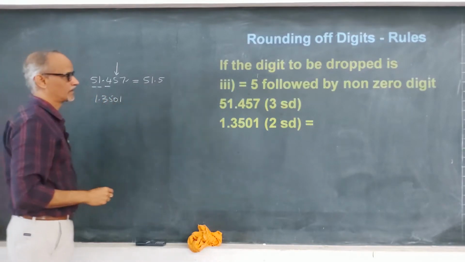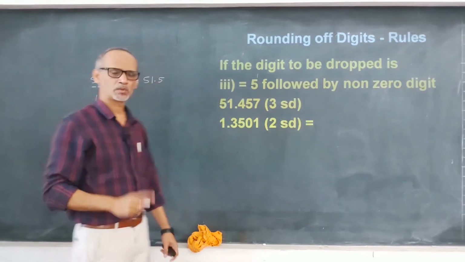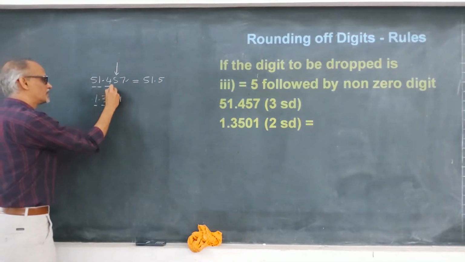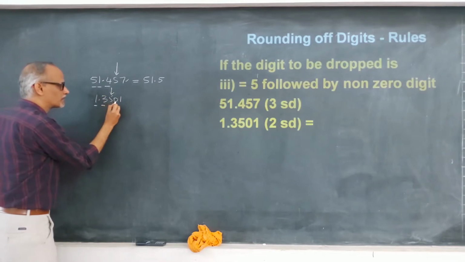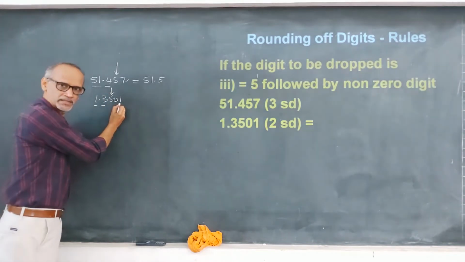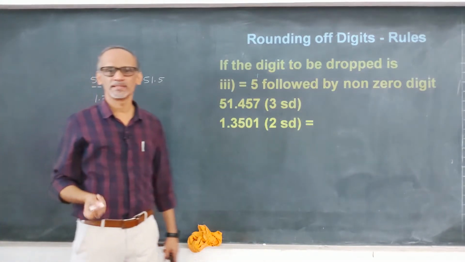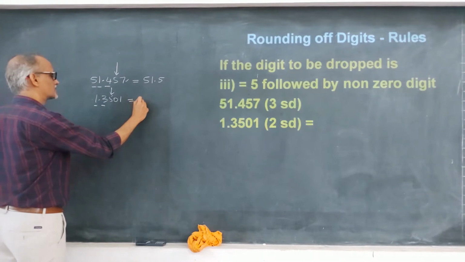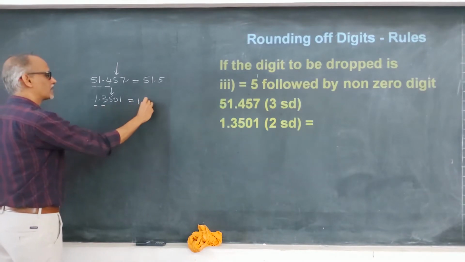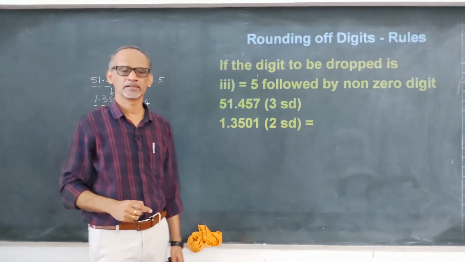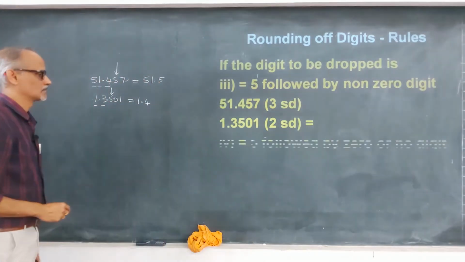Right, the next: 1.3501. How many? 2 significant digits, only 2. So, 1, 2. The digit to be dropped is 5 followed by a non-zero digit. See, these are non-zero only. This is 0, no problem. But here again, there is a non-zero digit. So, the rule is to increase the previous digit by 1. So, therefore, the value is 1.4 is the answer. Clear? Okay. So, let us go for one more case.